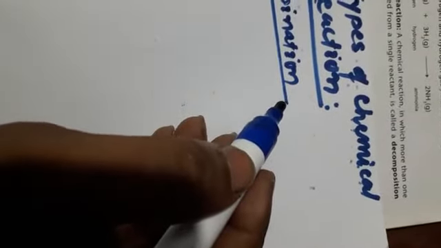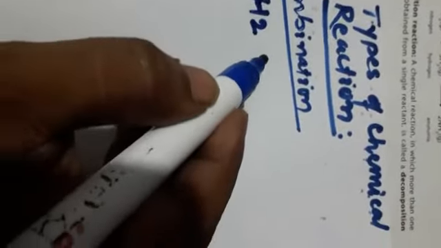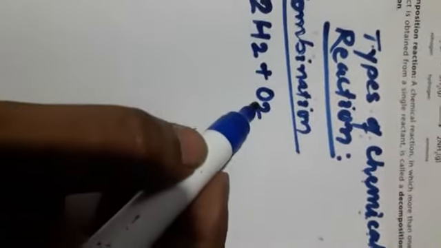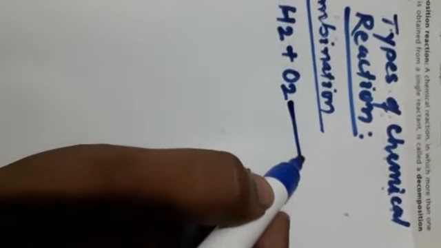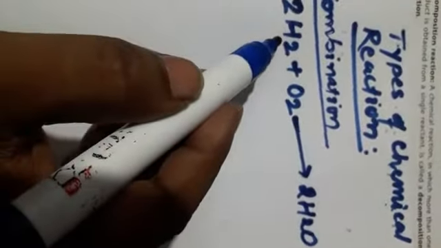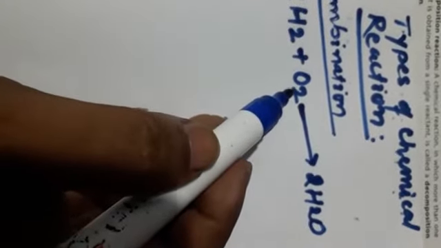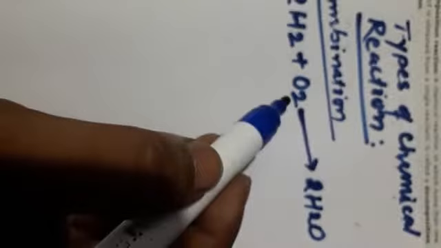This means a chemical reaction in which two or more substances, as for example, here is 2H2, two hydrogen molecules, and O2, oxygen. So these are the reactants, hydrogen and oxygen. When they combine together, what do they form? They form 2H2O.